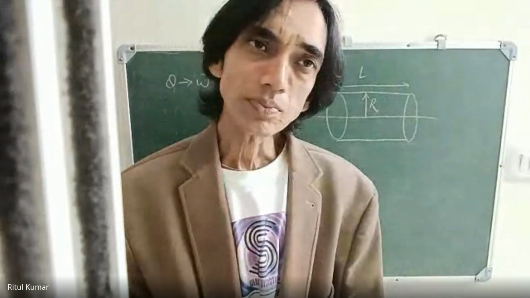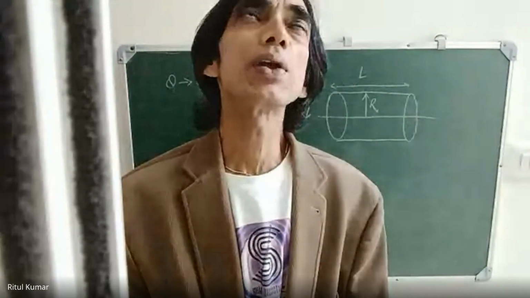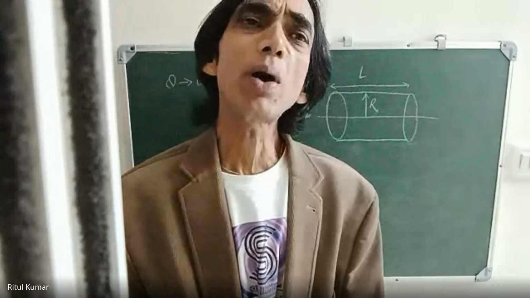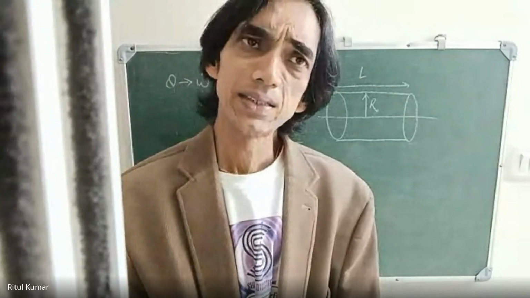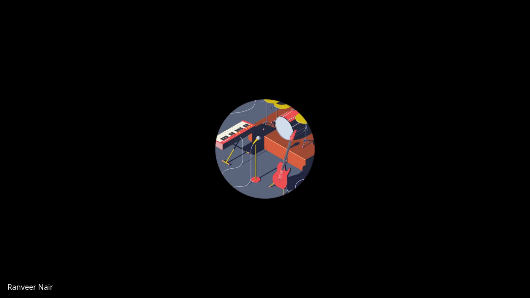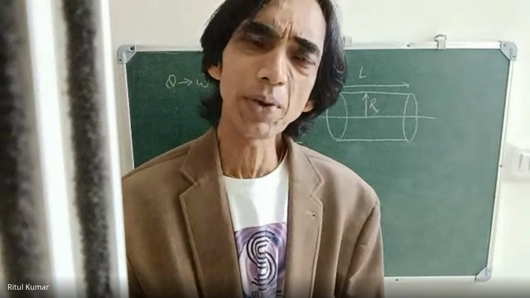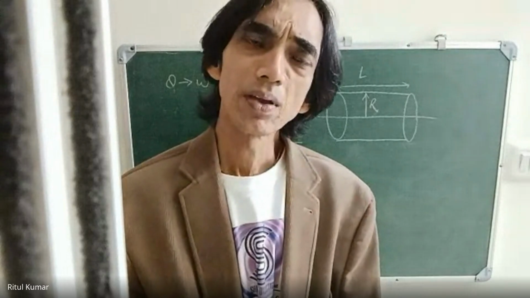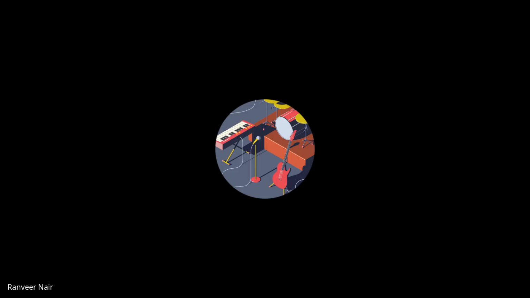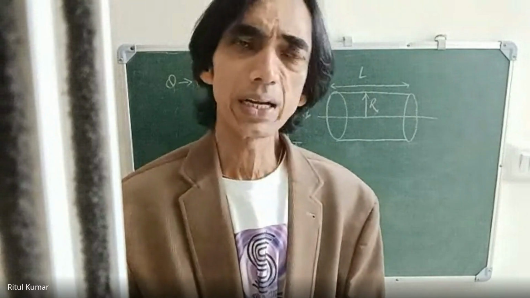Next, mu naught N i B field. And what do you say about I then? Will this B field be constant? Let me rephrase my ask. Will this B field be constant? No, sir. Why? Because there is alpha, there is omega, and current depends on omega.